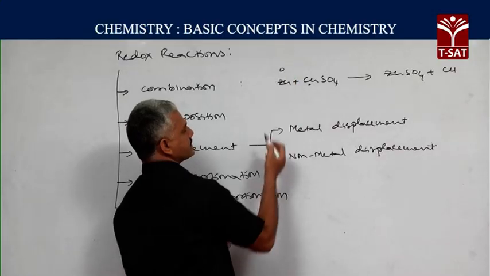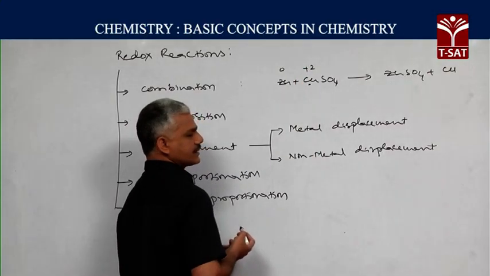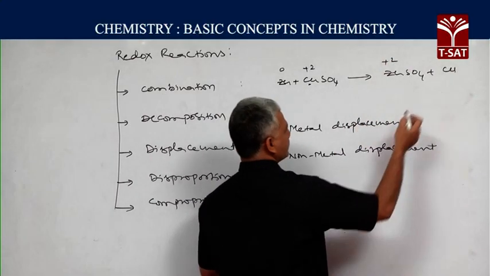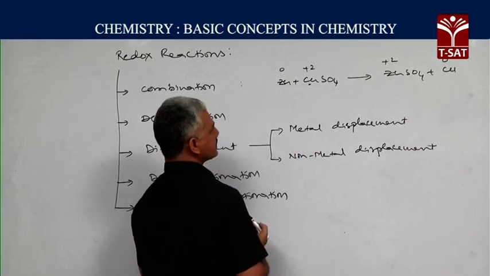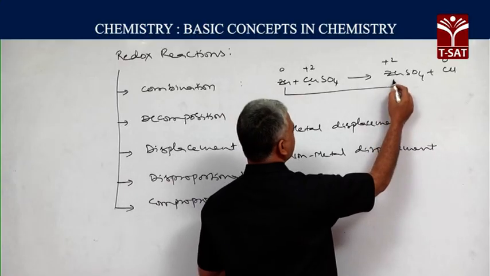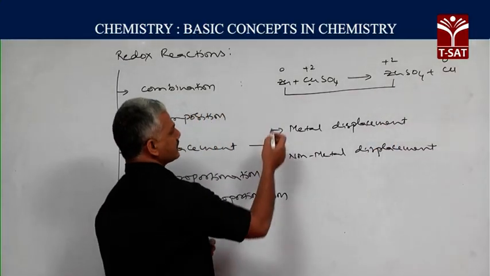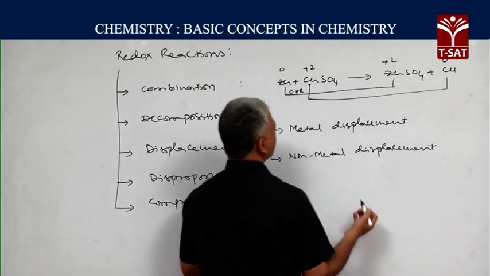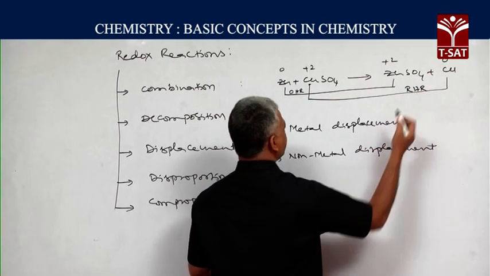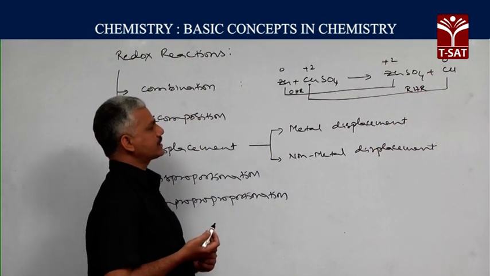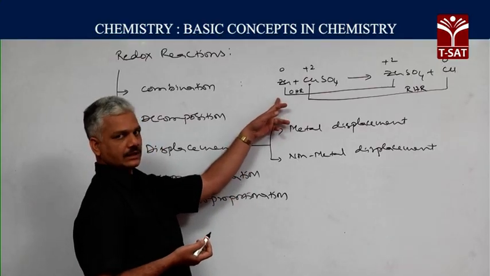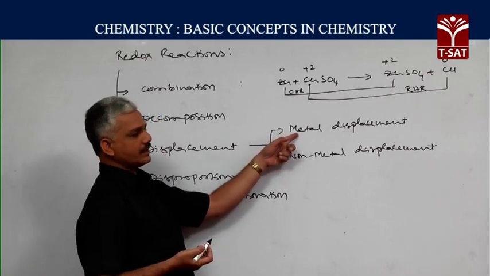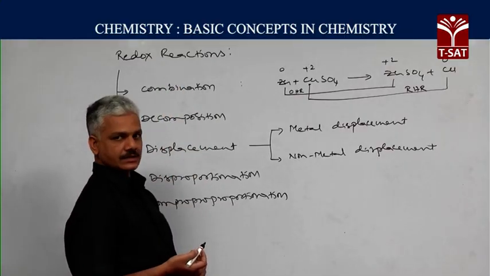Here zinc's oxidation state is 0, and copper's oxidation state in copper sulphate is +2. On the product side, zinc's oxidation state is +2 while copper's oxidation state is 0. So, for zinc there is an increase in oxidation state, the oxidation half reaction. For copper there is a decrease in oxidation state, so it is the reduction half reaction. So, it is a redox reaction in which metal displacement is taking place, and can be taken as an example for metal displacement redox reaction.